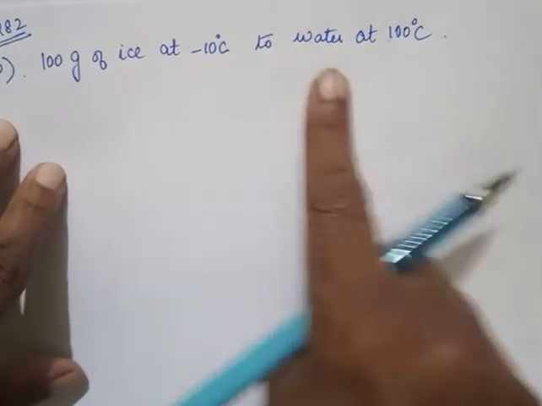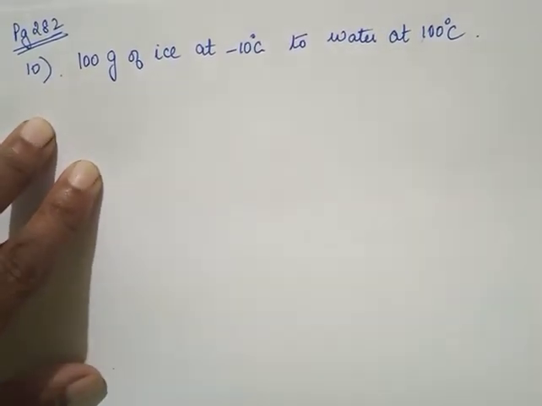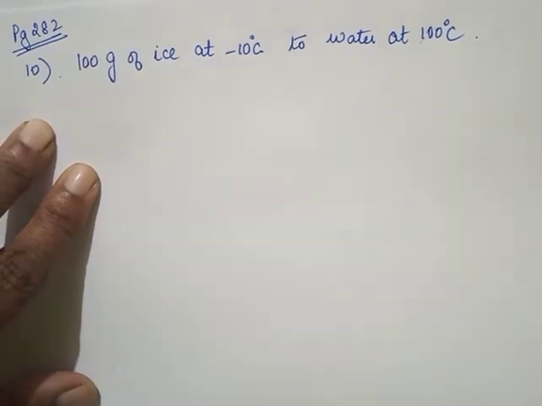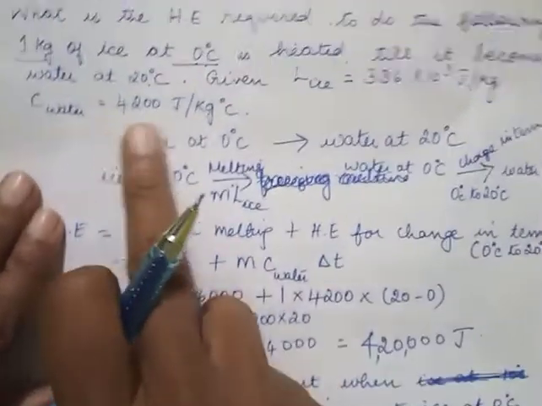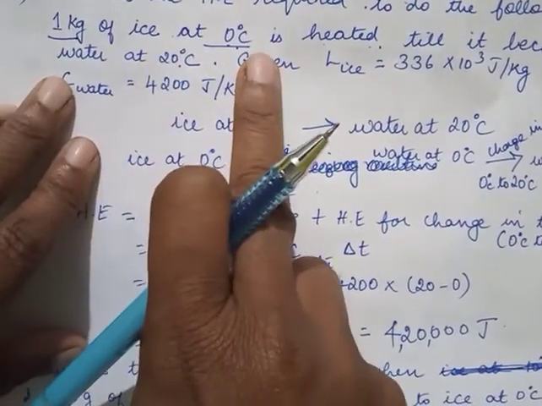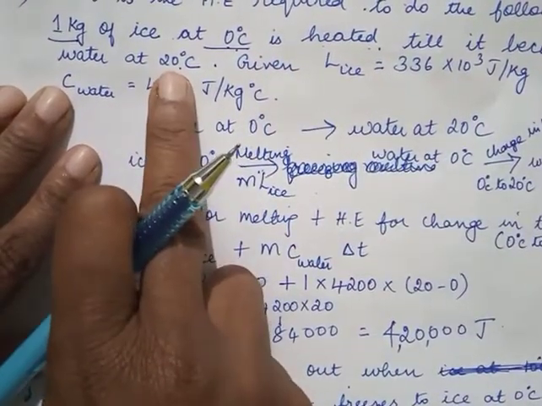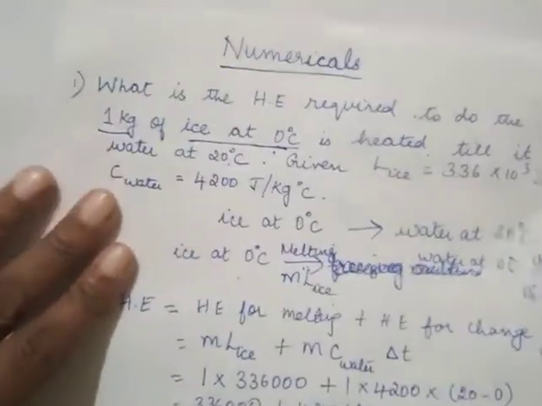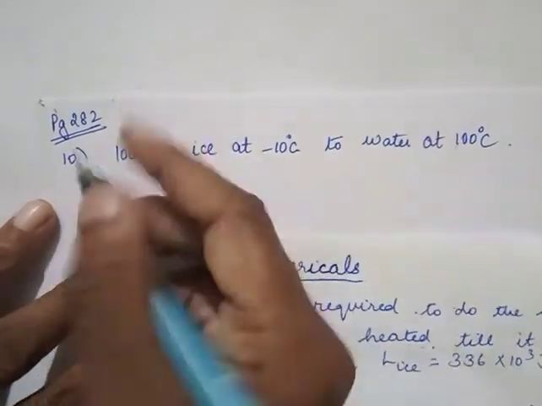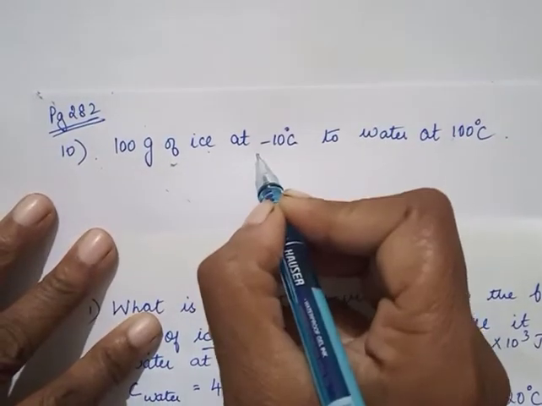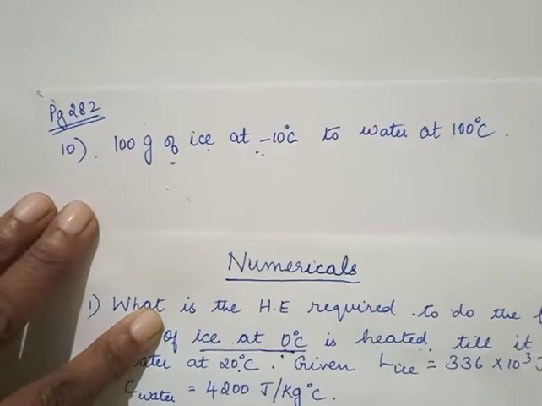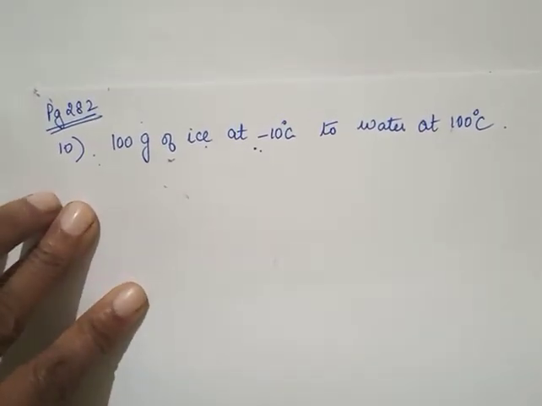100 gram of ice at minus 10 to water at 0. Now you have to understand that in the previous numerical when we did, there ice was at 0 degrees Celsius. So in the first numerical which we did, again in that ice is heated till it becomes water at 20 degrees Celsius. But here ice was already at 0 degrees Celsius. Can you see the difference? Here, in this numerical that we are going to do, ice is at minus 10 degrees Celsius. It is not at 0. It is at minus 10 degree Celsius. So one more step will be involved.